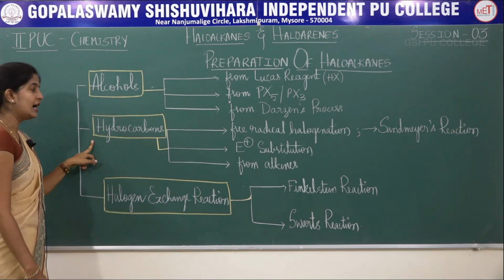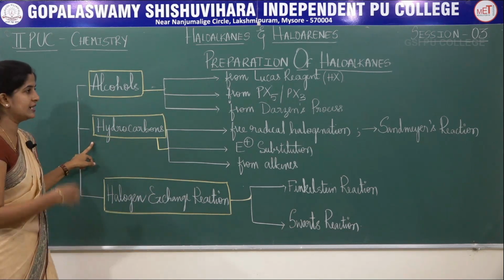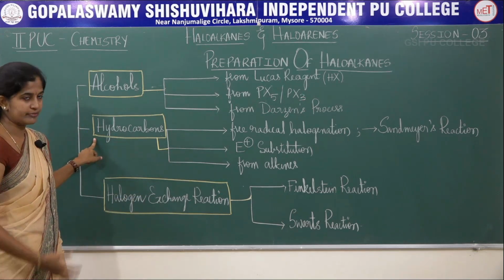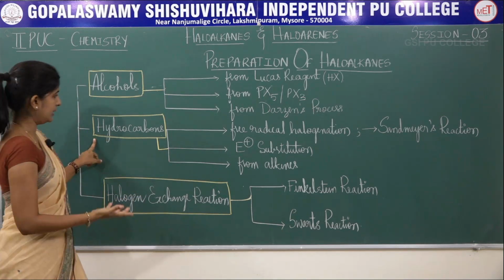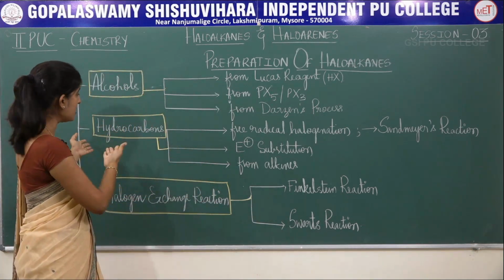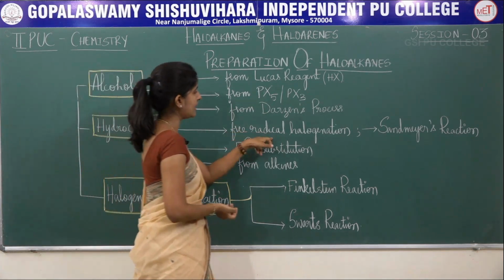The next one is hydrocarbons. From hydrocarbons, whether alkane, alkene or alkyne, generally called hydrocarbons, hydrocarbon is your starting material. There are 4 methods by which you prepare haloalkanes from hydrocarbons. The first one is free radical halogenation.